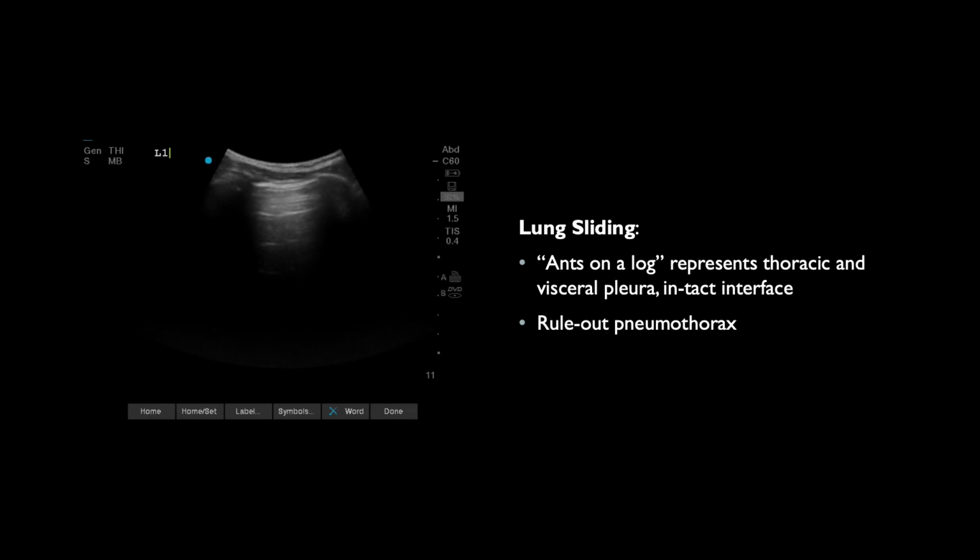This represents an intact pleural space, with the visceral and parietal pleura sliding along one another. When interpreted correctly, this rules out the presence of a pneumothorax. As such, this patient does not have a pneumothorax.